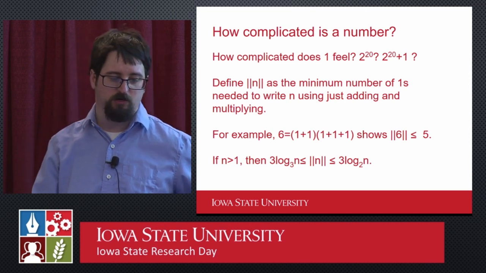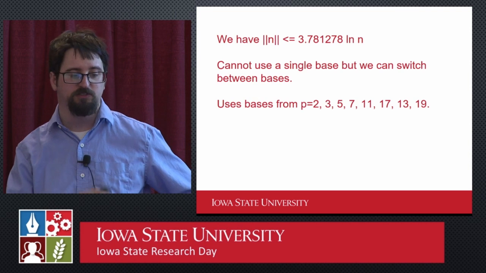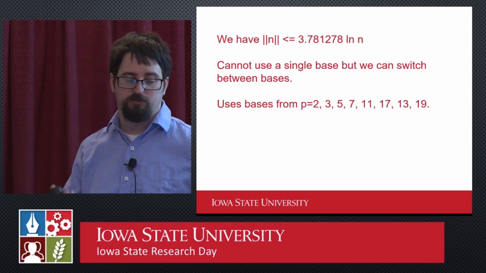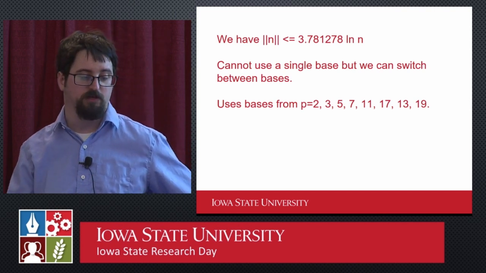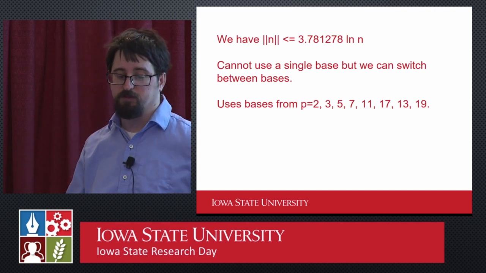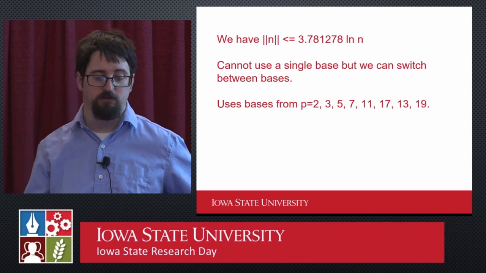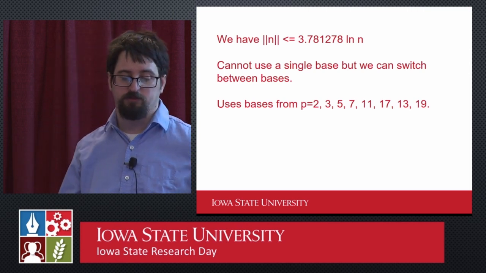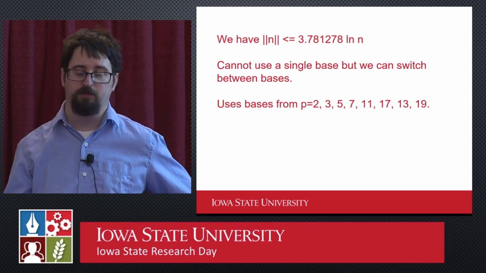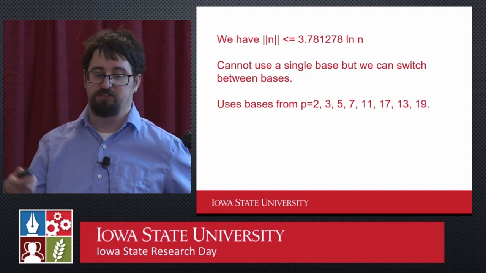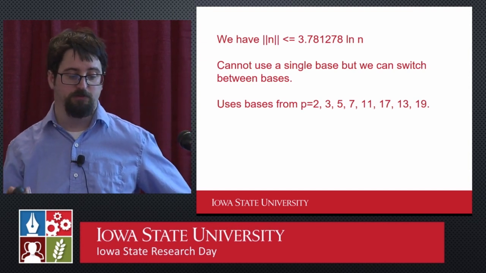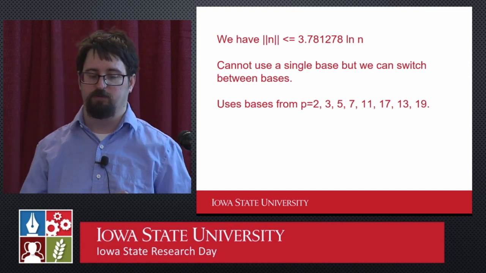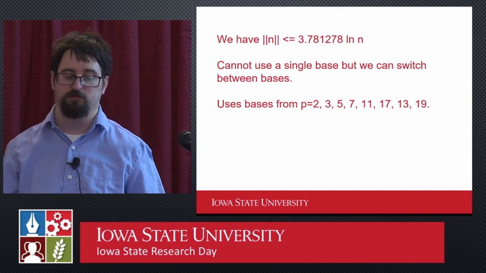So can we do better? Yes. In fact, the complexity of n is at most 3.781278 times the natural log of n, which is a little bit smaller. This is due to work by myself and Harry Altman, who's at the University of Michigan. The way you do this is you can't just write n in a single base. If you try to write in a larger base, it becomes less efficient. But if you use other bases, you can tactically switch between writing your number in different bases as you write it in terms of smaller and smaller numbers.